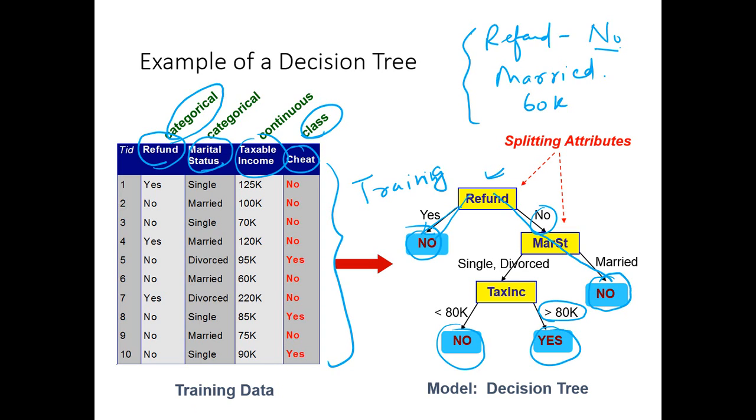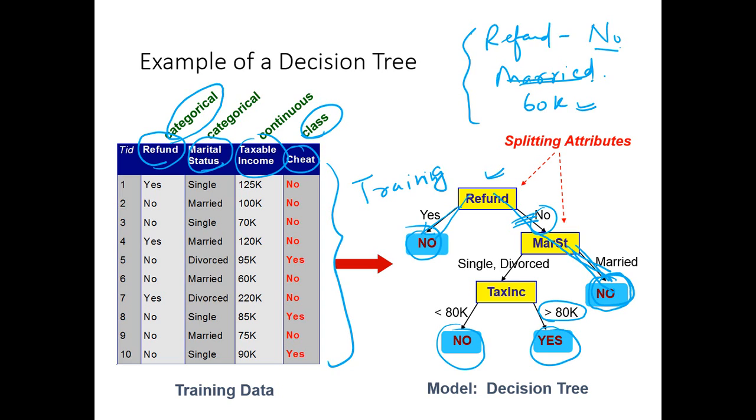Refund, no, so we are here, right? We are not here because this is yes, refund. Married, marital status, so we go straight away here. So we don't have to look into what the income status is. We are very sure that he's not going to cheat, because that's where the decision says that he's not going to cheat. So that's the way.